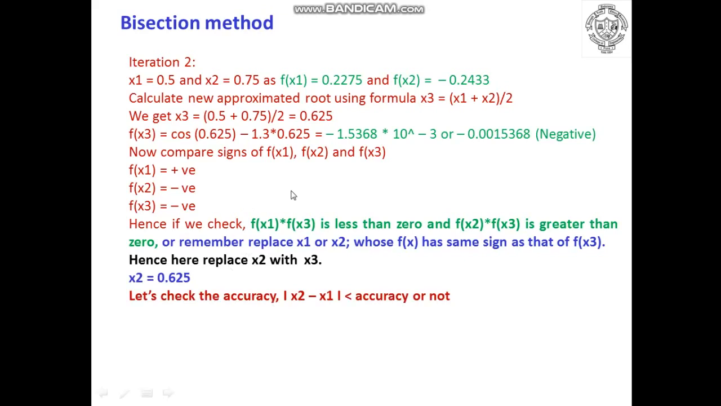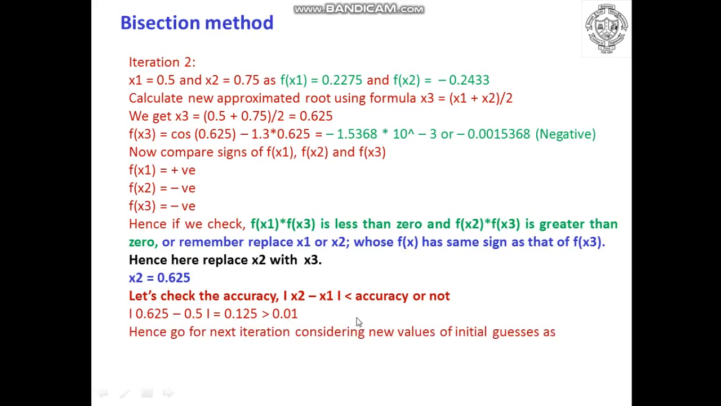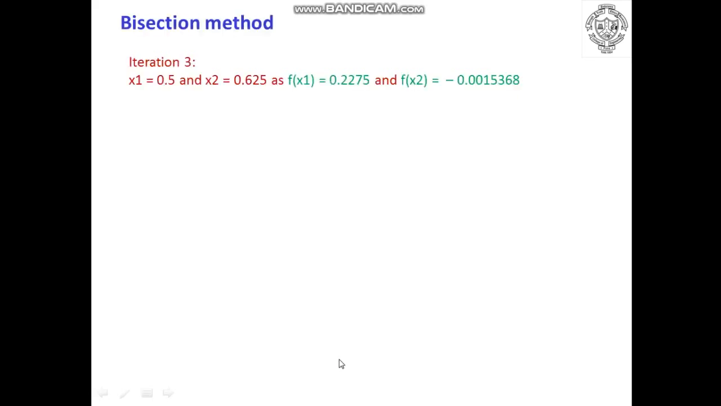Now let us check the accuracy criterion. The absolute subtraction between 0.625 and 0.5 is equal to 0.125, which is also greater than 0.01, hence we have to go for the next iteration. For the next iteration, the initial values will be x1 as it is, which is 0.5, and x2 will now be replaced by 0.625. So let us go for the next iteration.